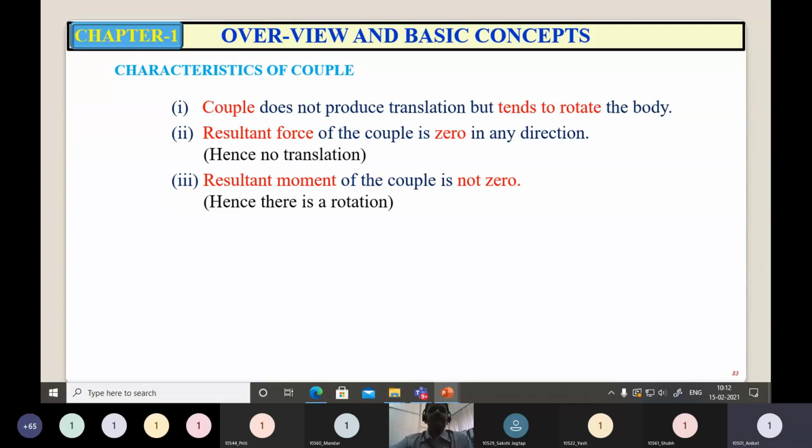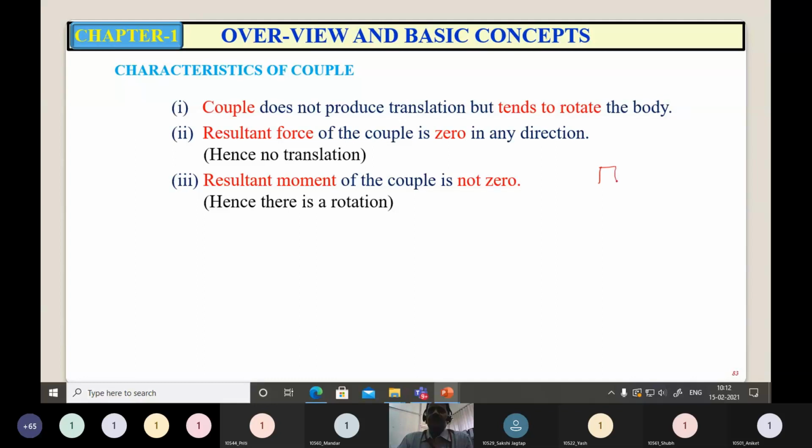Sir, what is translation? Translation means movement of the body from one place to the other. It means the position of center of gravity of the body is changing. Say the particle is having displacement. Then you can say that the particle is having translation.